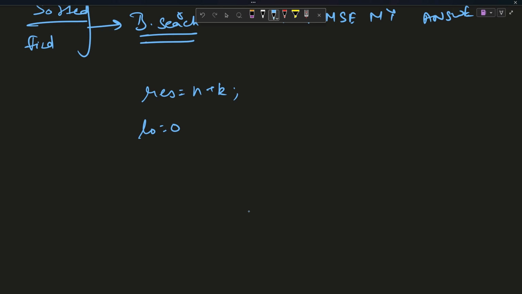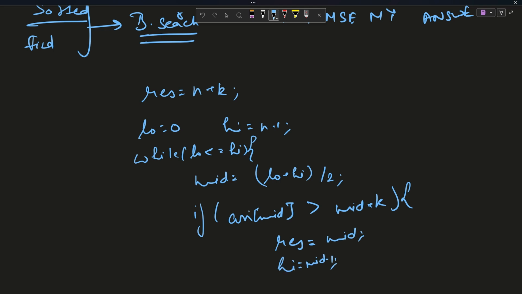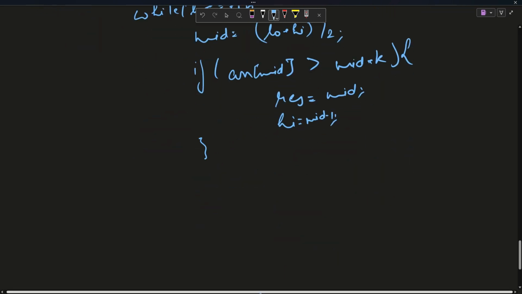Low equals 0, lowest index, high equals n minus 1. While low is less than or equal to high, calculate your mid, which will be equal to low plus high by 2. Now, if arr of mid is actually greater than mid plus k, that means this condition is being followed. So calculate your result equals mid, and because we need to minimize it, high will get down. Else low will get up, else low equals mid plus 1. Else block finishes, while block finishes, return your result.